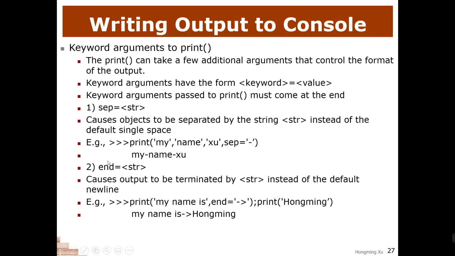The second keyword argument is end. This argument is used to control the ending output of the print function. For example, if we type this line of code, print my name is, the end will be this symbol, and then this is another print function. You can control the end of your print output by this keyword.